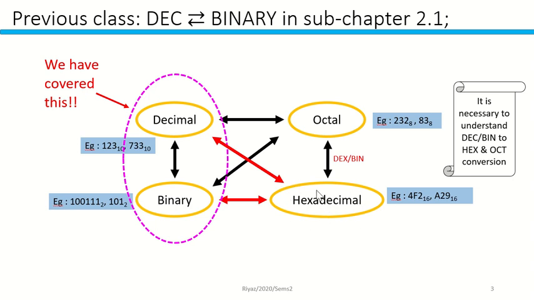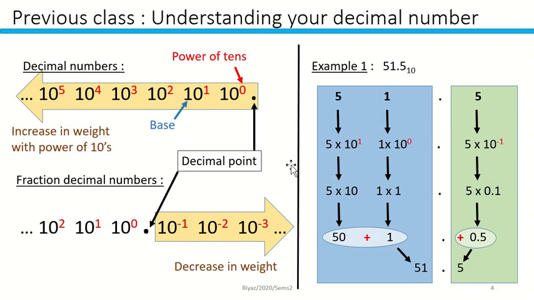In this chapter, we're going to do the conversion on how to change from hexadecimal to decimal and come back to hexa, and hexadecimal to binary and come back to hexa. In the previous class, I already mentioned the decimal number. The decimal number has a positive side and a negative side. For example, 51.15 is your number powered. So you can refer to the previous video on that.